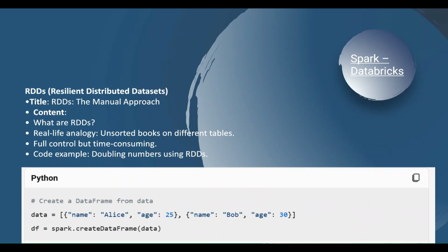So in Spark, an RDD is a distributed collection of objects. They are immutable, meaning once you create an RDD, you can't change it, but you can transform it into a new RDD through operations like map, filter, and reduce.